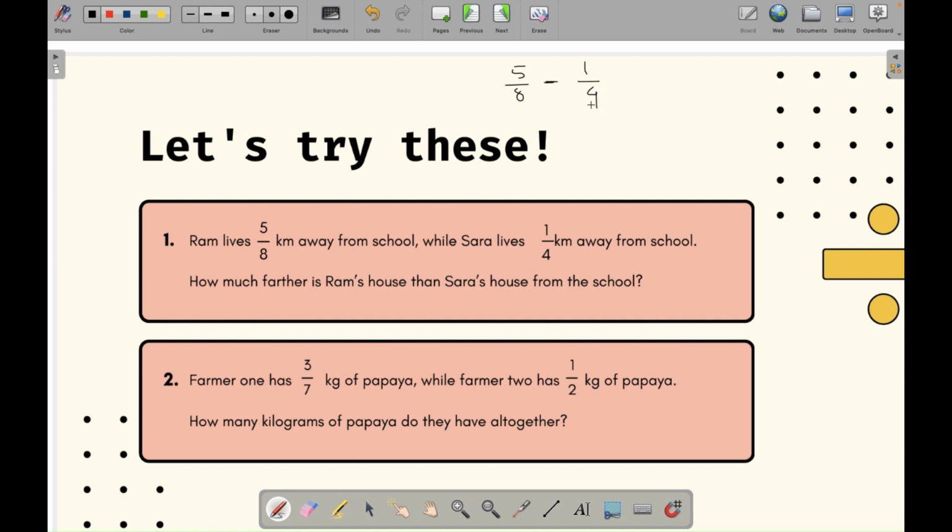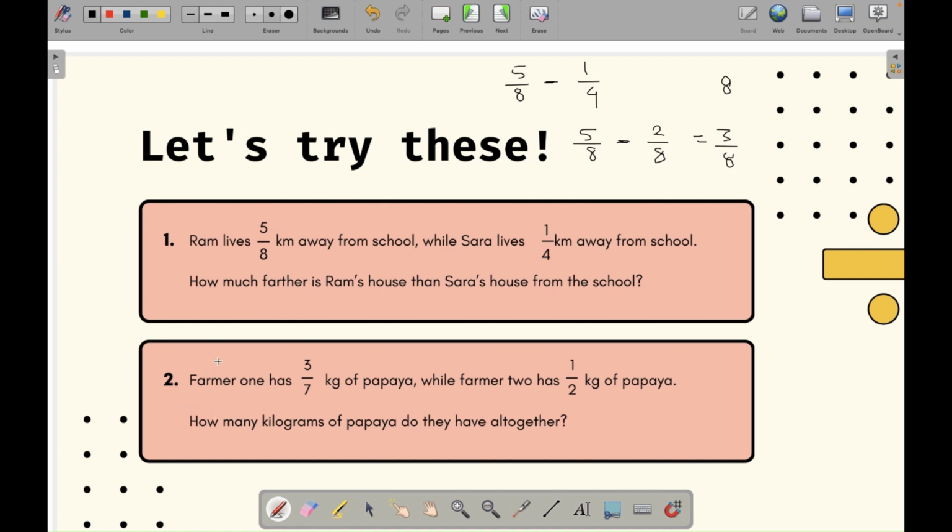Now these are unlike fractions, so we have to first convert them to like fractions. We find a common denominator by the LCM. The LCM of 8 and 4 is 8. Why is it 8? Because 4 completely divides 8. So that is why 8 is the LCM and 4 is the HCF. Now this 5 by 8 will be as it is because it already has 8 as the denominator. For 1 by 4, if I multiply 4 with 2, I'll get 8, so I'll multiply 1 with 2 as well. So I'll get 2 by 8. So the value of 5 by 8 minus 2 by 8 is 3 by 8, which is the answer.